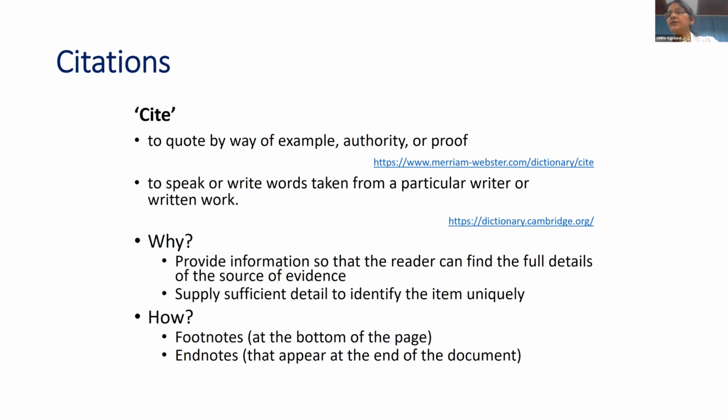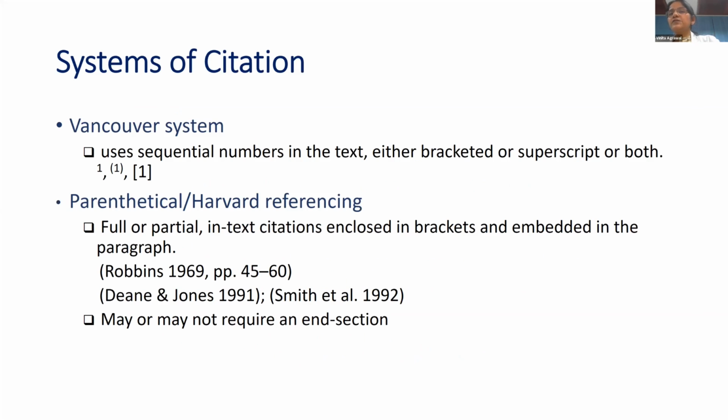You can do it in the footnotes. Footnotes, as the name says, are at the bottom of the page, or you can use endnotes, which we commonly do in the form of references at the end of each article. And these, as the name suggests, are at the end of the document, that is endnotes. So what are the different systems of citation?